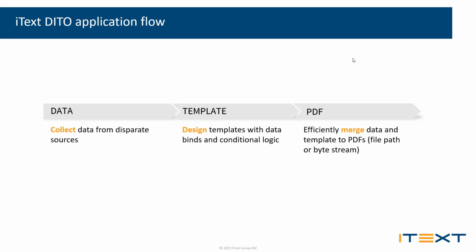And well, the data is coming in, and once the data is there, we can merge that data with a template that we can design through the iText DITO editor, which is a template design component that runs in the browser. And then once we have that design and we have the data, we can marry those two, merge these two together to generate PDFs. And those PDFs are generated through an API that can generate those PDFs as a file path, where the PDFs can then be stored and downloaded, or just as a byte stream.